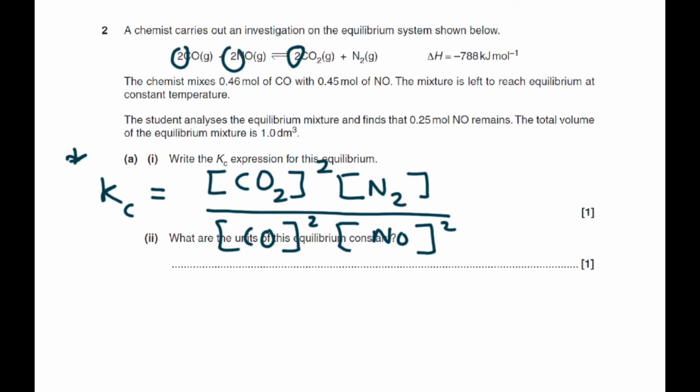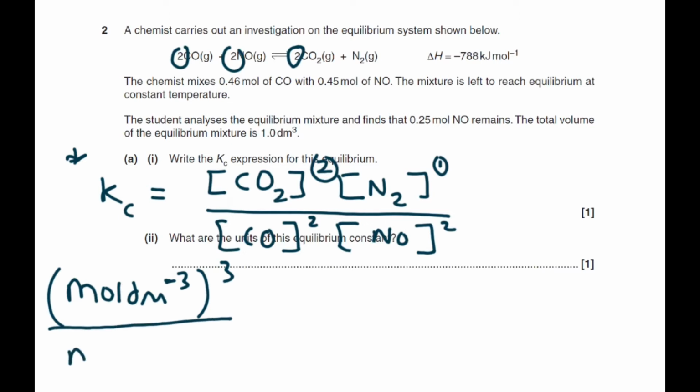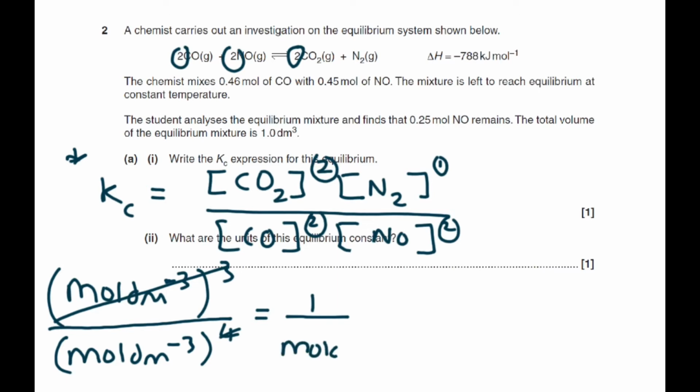Right, and it asks for the units of the equilibrium constant. So the units of concentration are moles per decimeter cubed. And can you see that on the top we've got to the power of 3 on the top. There are 3 concentrations. And then on the bottom we've got the units of concentration again, but can you see that we've got to the power of 4? So the 3 of the concentrations can cancel out. So we're left with 1 over concentration.